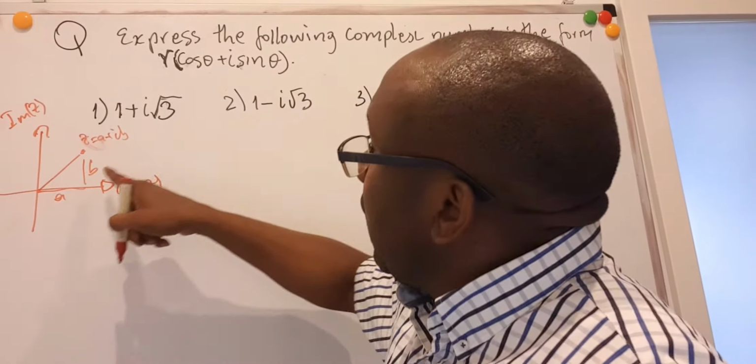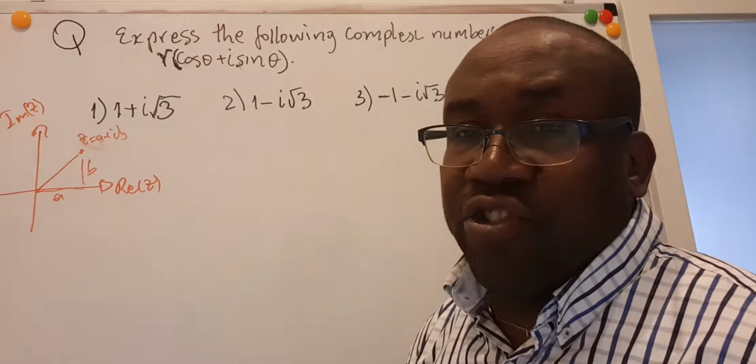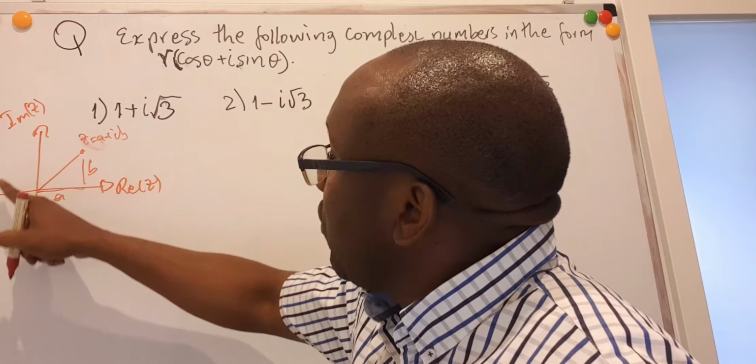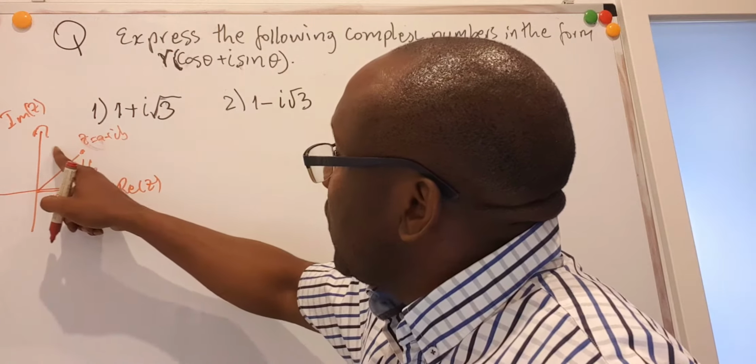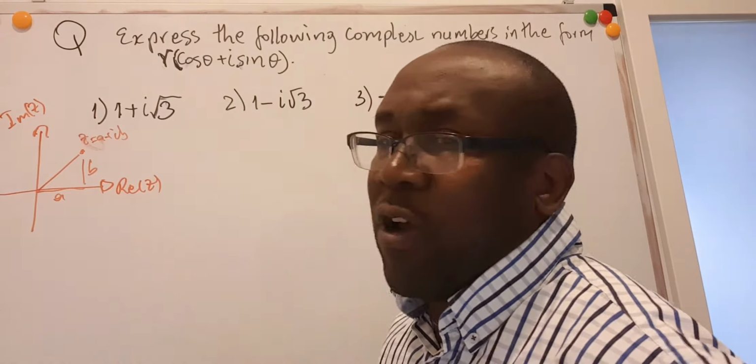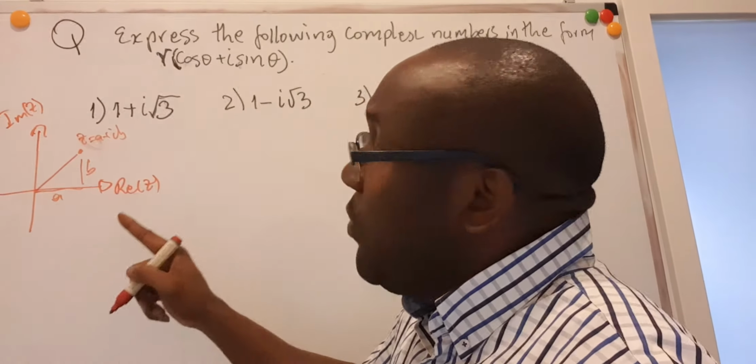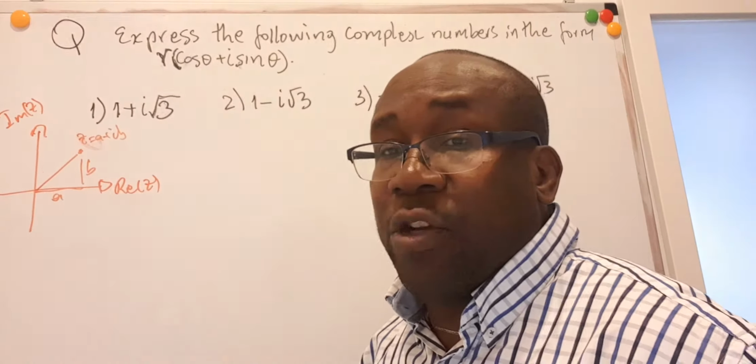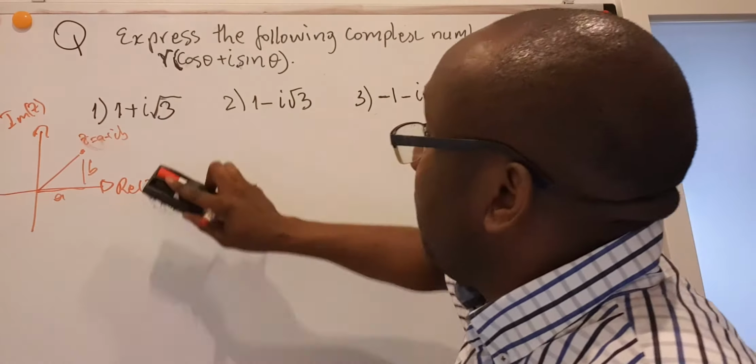Because we also have ideas of angles, trigonometry coming in, we can also recognize our quadrants. This is the first quadrant, second quadrant, third quadrant, and fourth quadrant. And this will help us to determine the argument of the angle given a particular complex number, as we will see shortly.